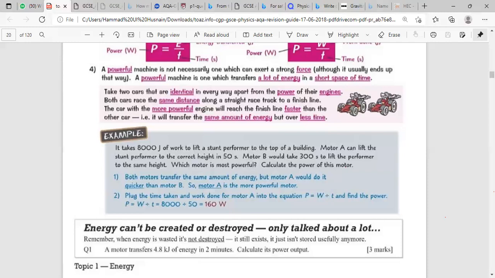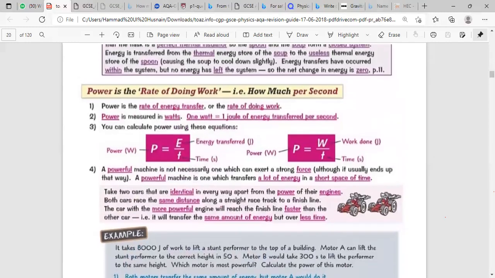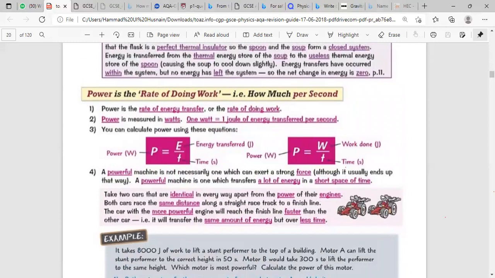Yes, motor A has more power, because the equation is power equals work divided by time, and we are using 50 seconds and 800 joules. So we do 800 divided by 50. Exactly, very right. And in case of motor B, we divide 800 by 300, so it will have less power. Simple as that. Right?